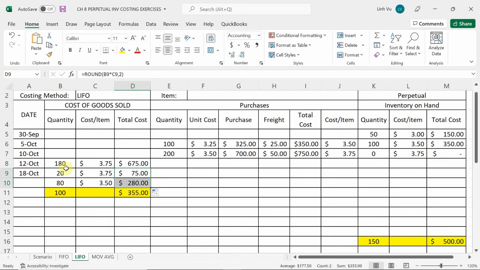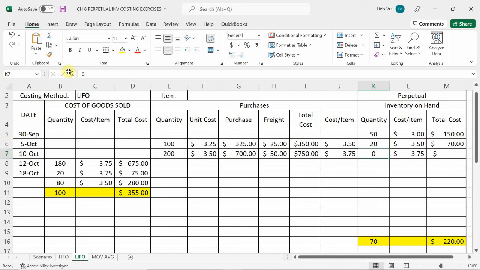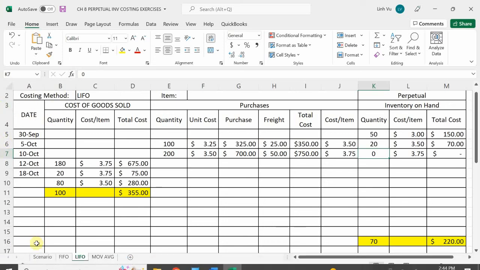$280. In this case, I need to update my inventory because I just sold 80. So again, 100 minus 80 should give me 20 units remaining, which will give me a total of $70. Right? So that means I'm still left with 70 units available on hand.